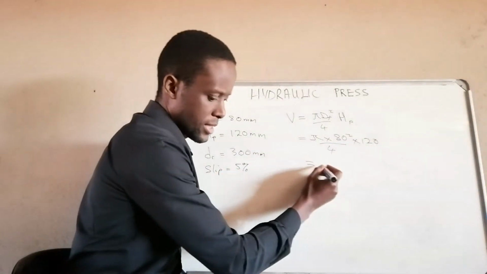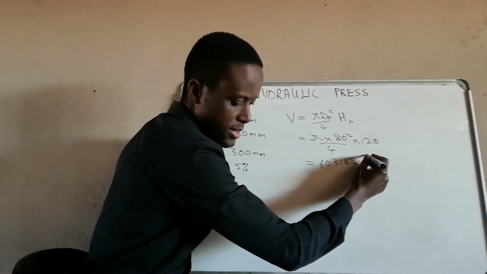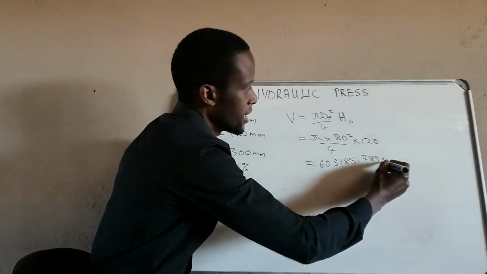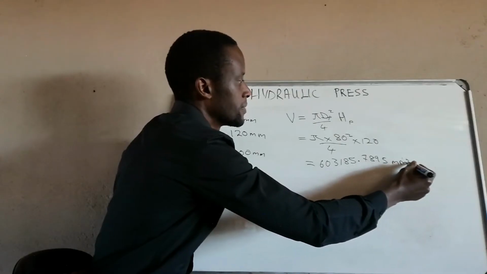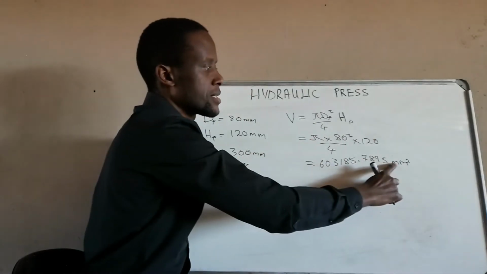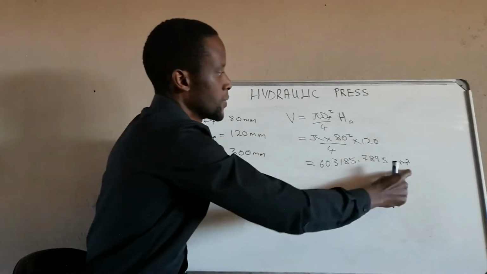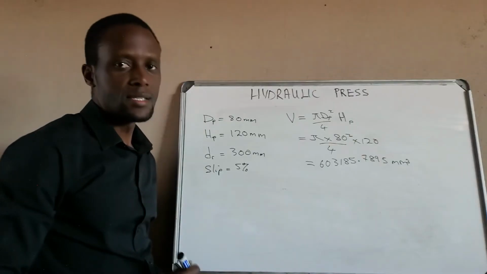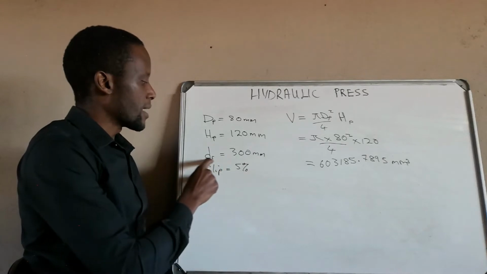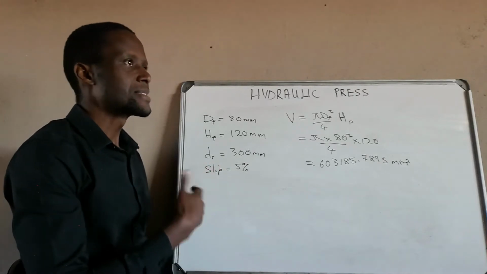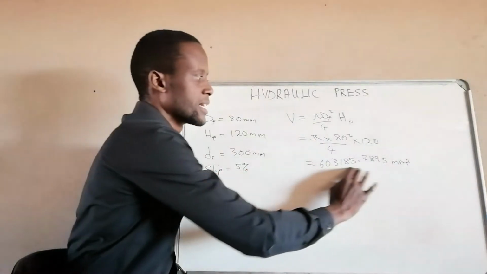Okay, what we'll get is 60318.789.5, but this is cubic millimeters. The reason why we are saying cubic millimeters is because our 80 is millimeters, our 120 is also millimeters. What we have is cubic millimeters. Now, this does not give us the full answer because we have not considered our slip. So the volume slips, or the liquid slips out, and 5% of this will slip out.